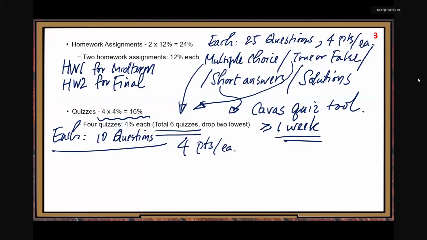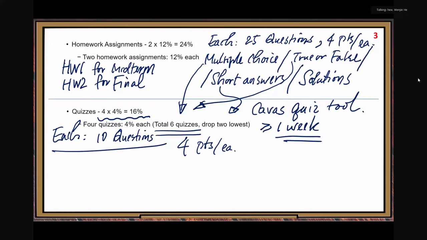Each quiz has true or false, multiple choice, as well as short answer? Yes, fill in the blank. Short answer: I ask you a question and you need to calculate, for example, the number of comparisons to complete some particular task. Then you fill in that number, like 5 comparisons. That's short answer.